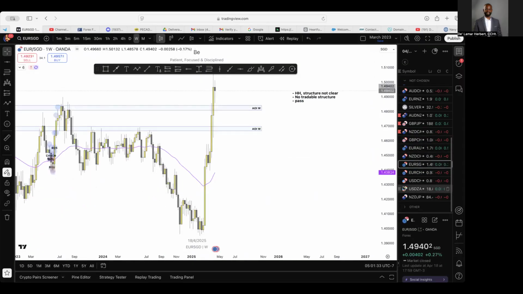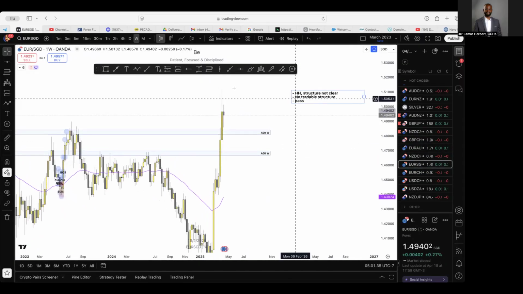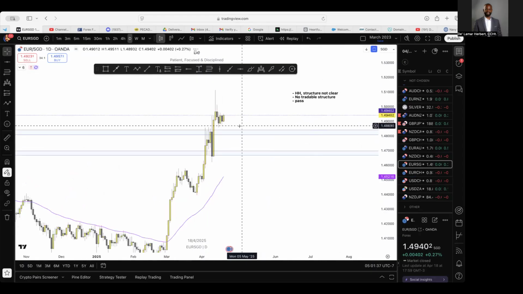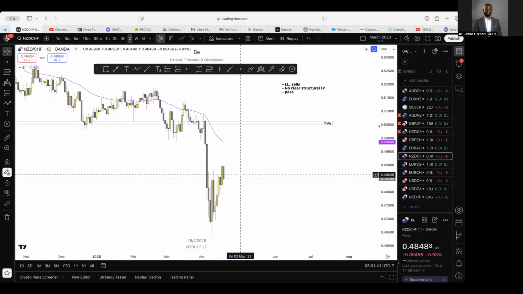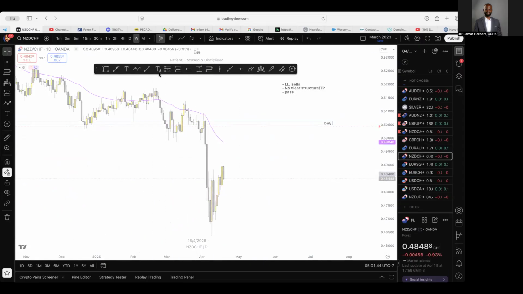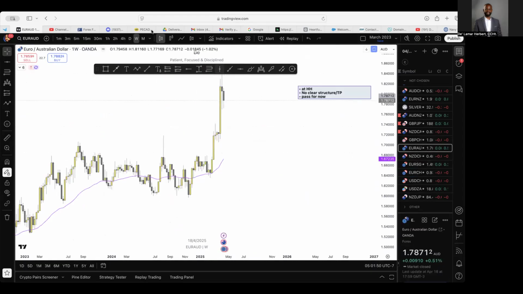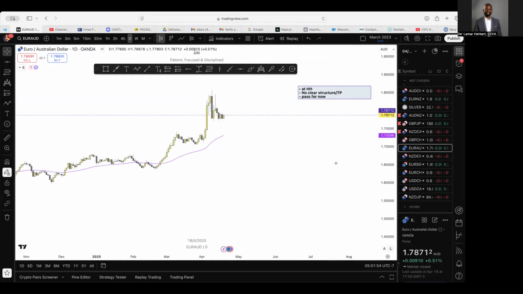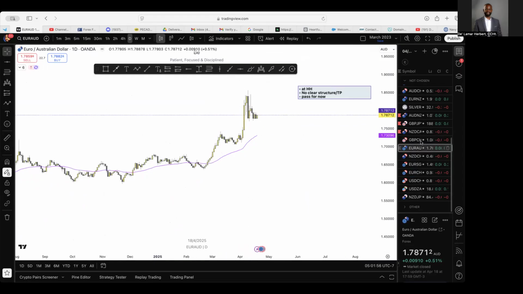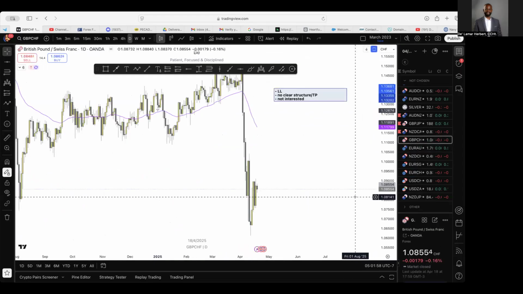EURSGD at this higher high, structure not tradable. Okay, we're at the higher high for both the daily and the weekly. NZDCHF, we are making our way back, but this will be a sell. We're just too far away from any structure points to take profits. EURAUD, we're at a higher high with the daily as well. We're at this higher high. No area of interest, no structure, no take profit. We're passing for now.